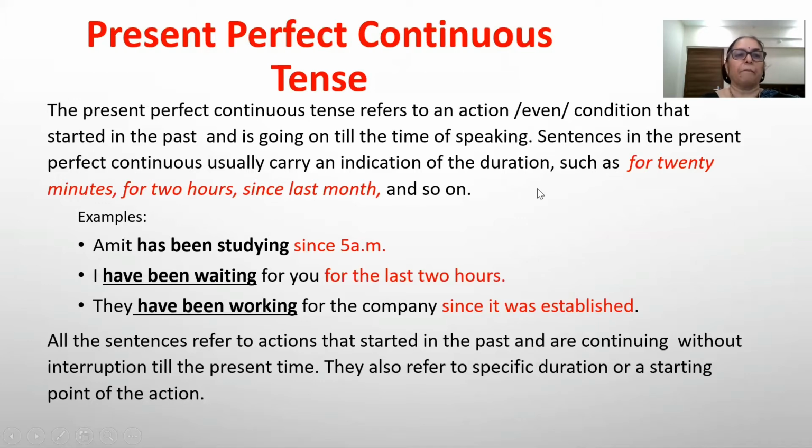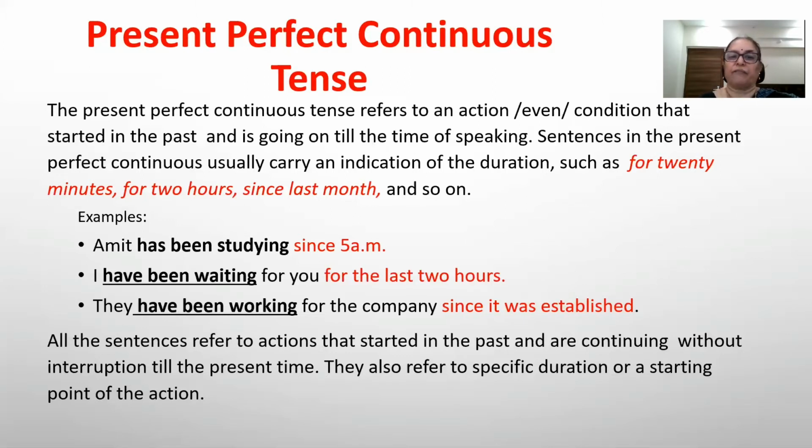Now here are the examples. Amit has been studying since 5 a.m. Has been studying is present perfect continuous tense, and from when? Since 5 a.m. I have been waiting for you for the last 2 hours. Have been waiting is present perfect continuous tense, and for the last 2 hours is a time. They have been working for the company since it was established. Have been working is present perfect continuous tense, and since it was established is a time when it started. For is duration and since is the starting time of that.